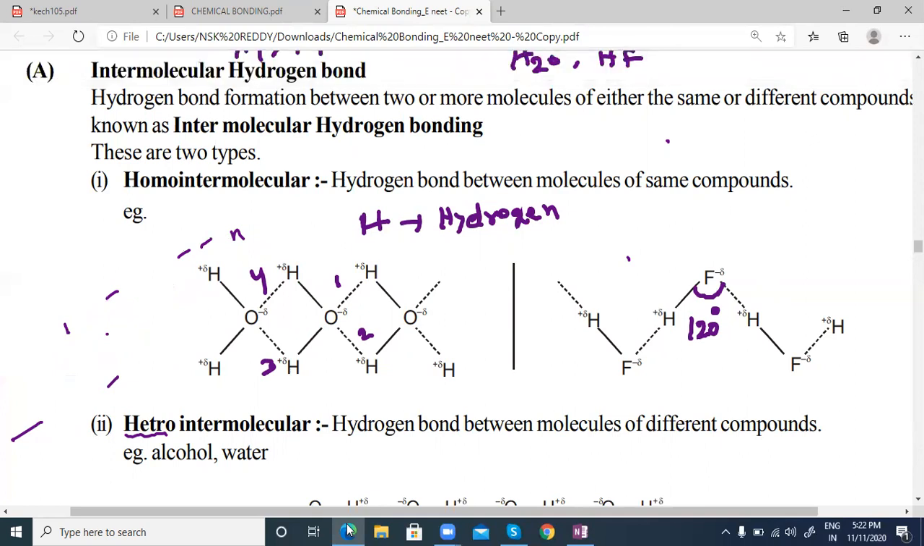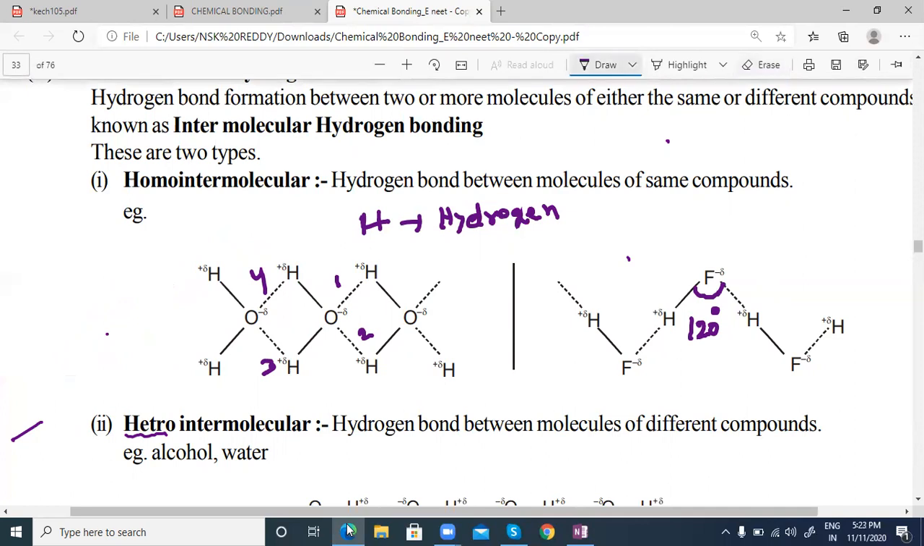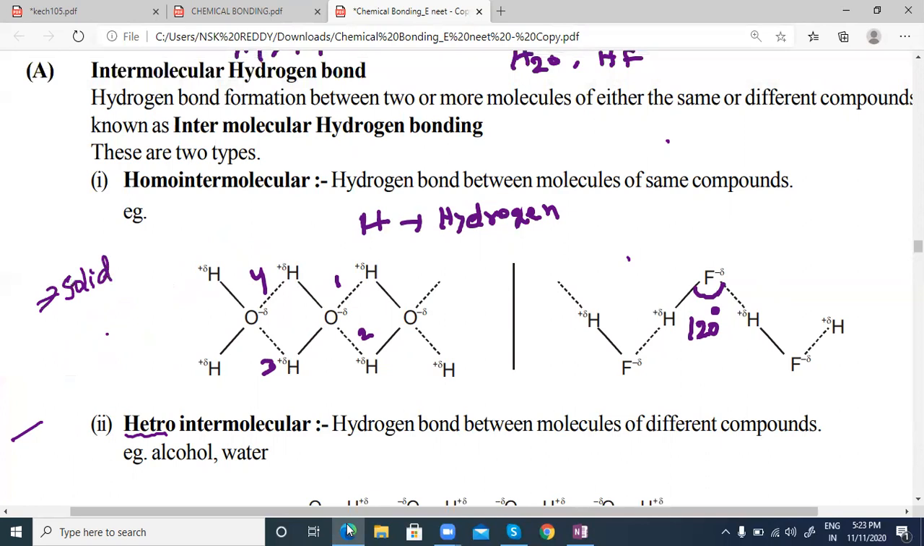So in water, one water molecule forms four hydrogen bonds. Homonuclear hydrogen bonding, how many are they forming? Four. So you can count this; it is one of the important questions they already gave. And keep in mind that the solid state forms more hydrogen bonds.